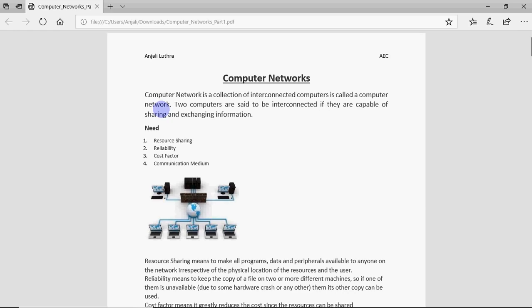So the basic need of a computer network is, one, resource sharing, be it your printer, scanner, your broadband internet connection, or any other expensive devices which can be shared with the help of a computer network. Then we have reliability. Now, how does it increase reliability? If you have some important file, I can store it on more than one computer so that if something happens and that computer is not working, I can get the file from the other computer. So it's more reliable.